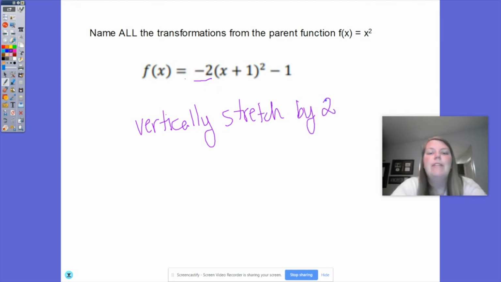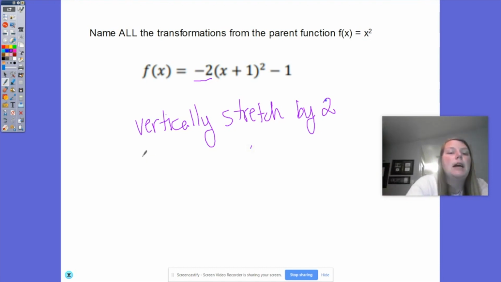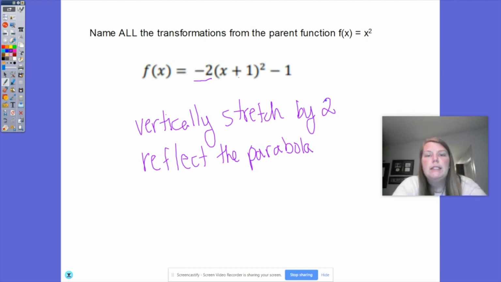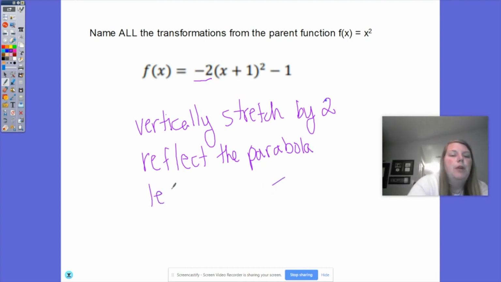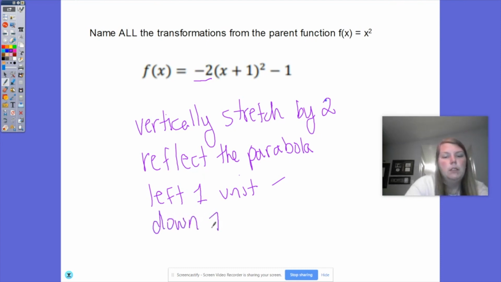And then we actually have that negative. And if you don't remember, that negative is going to make that parabola go from upward facing to downward facing. And it's actually going to be a reflection. So it's going to reflect it. And then we have +1 inside the parentheses. So remember, that's going to move our parabola left 1 unit. And then we have a -1 outside the parentheses. So that's going to move our parabola down 1 unit.